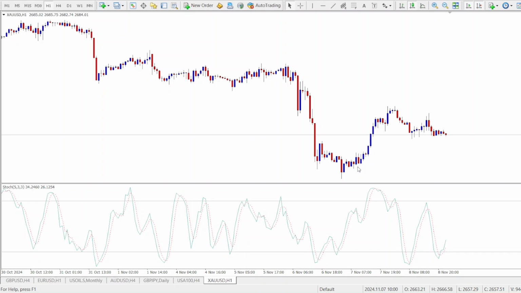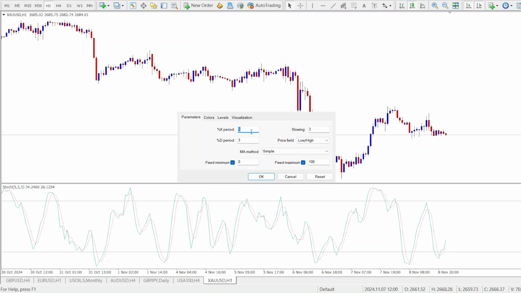Alright, so let's start with the basics. The stochastic oscillator is a momentum indicator that helps us spot potential reversals in price. Okay, it works by comparing the closing price of an asset to a range of its prices over a given period. With this, it generates two lines. We have the percentage K and the percentage D. Now we can see the percentage K and percentage D settings, the default settings for the percentage K is 5, the default settings for the percentage D is 3. All right. Now these lines are what we are looking at when we try to identify overbought or oversold conditions, or when we look for trend reversals.